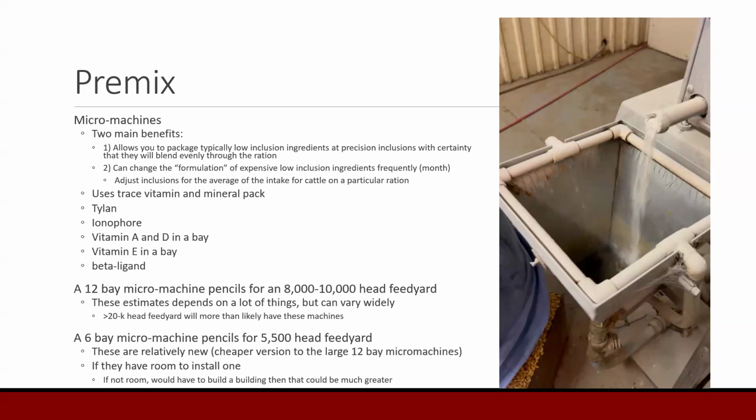That small one penciling out for a 5,500 head feed yard will be dependent on if that operation has space for it, and they don't have to build a new building. Obviously, that added infrastructure is going to add costs. So if they have to add a new building, maybe they need a larger feedlot to make it make sense. So here's a video.